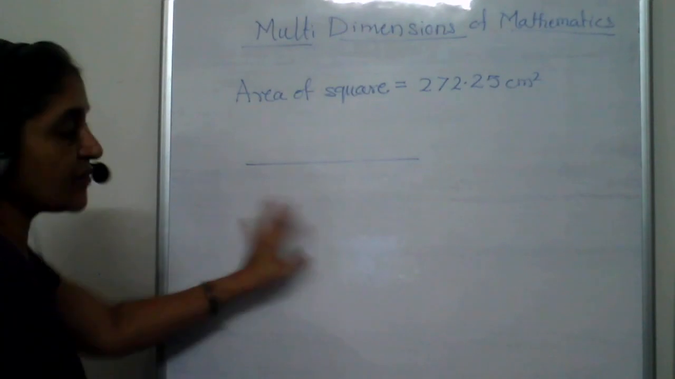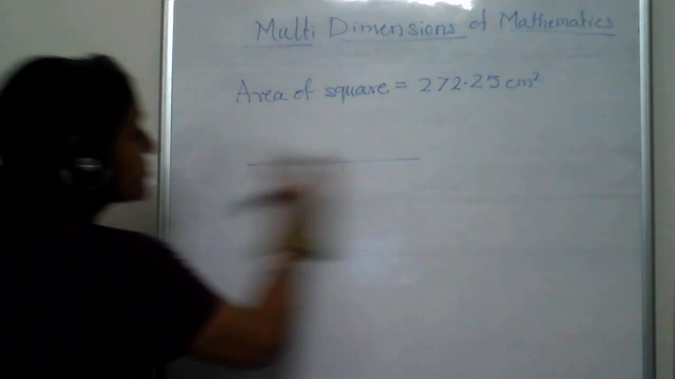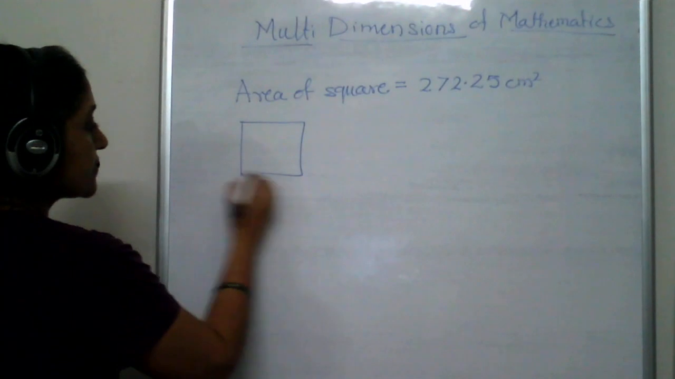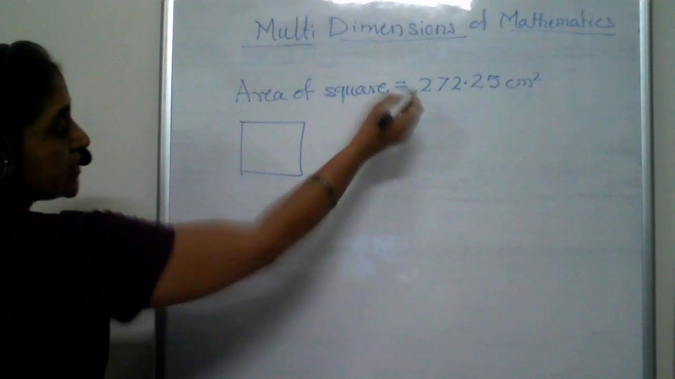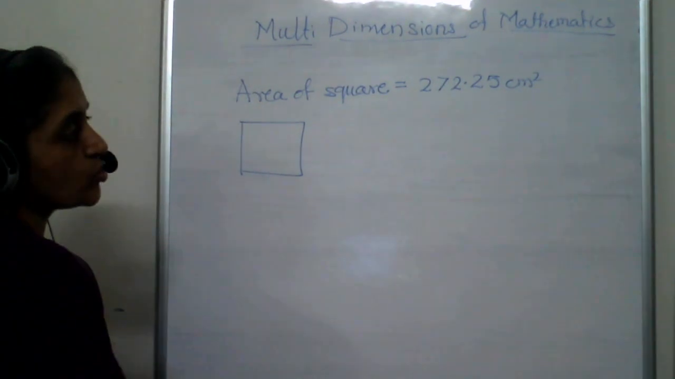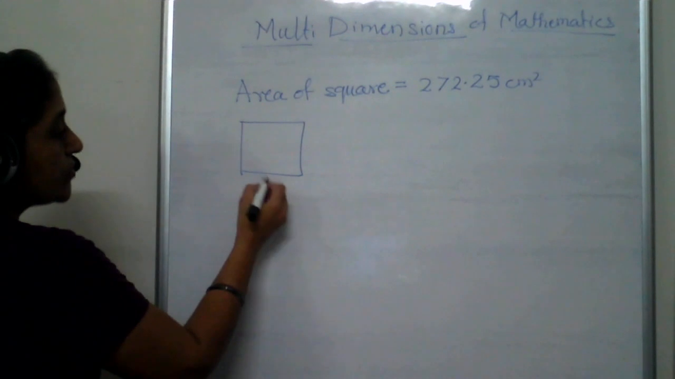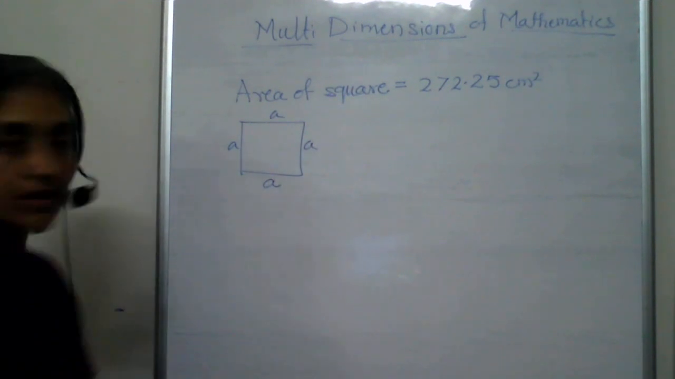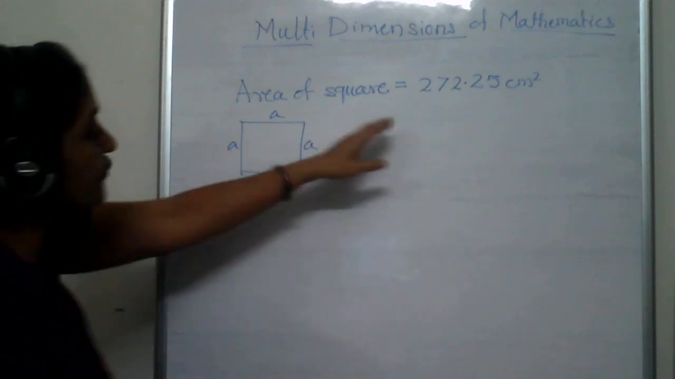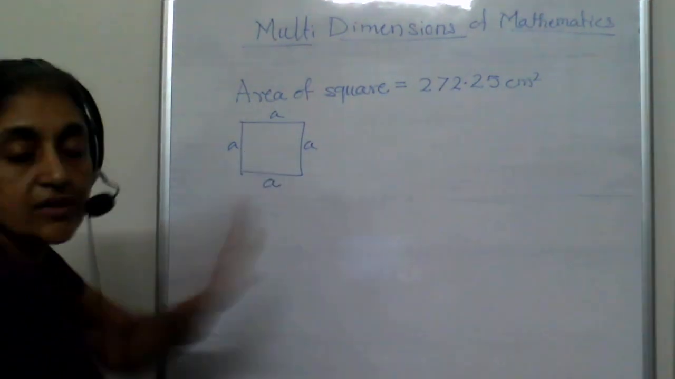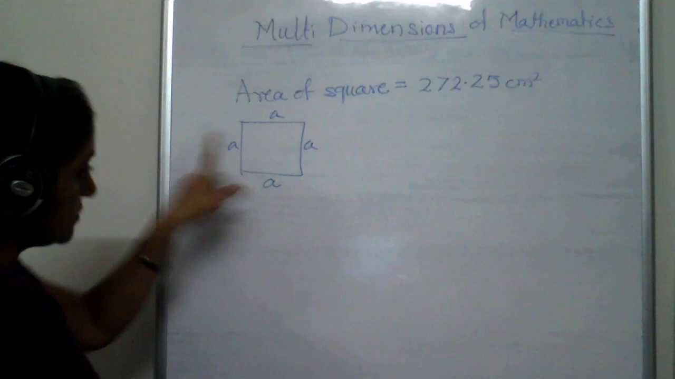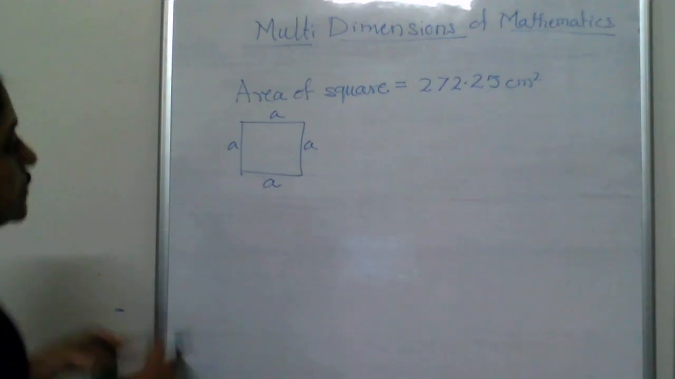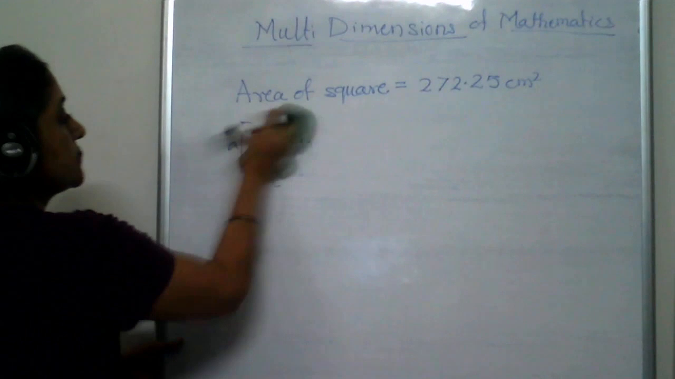Now this wire can be bent in any shape. Okay, so the first time what they have done is they have made it as a square, and the area of this is 272.25. Now you all know that all the sides of the square are equal, so with the help of this I can find the length of the wire that is used to make the square. Now see how we can do it.